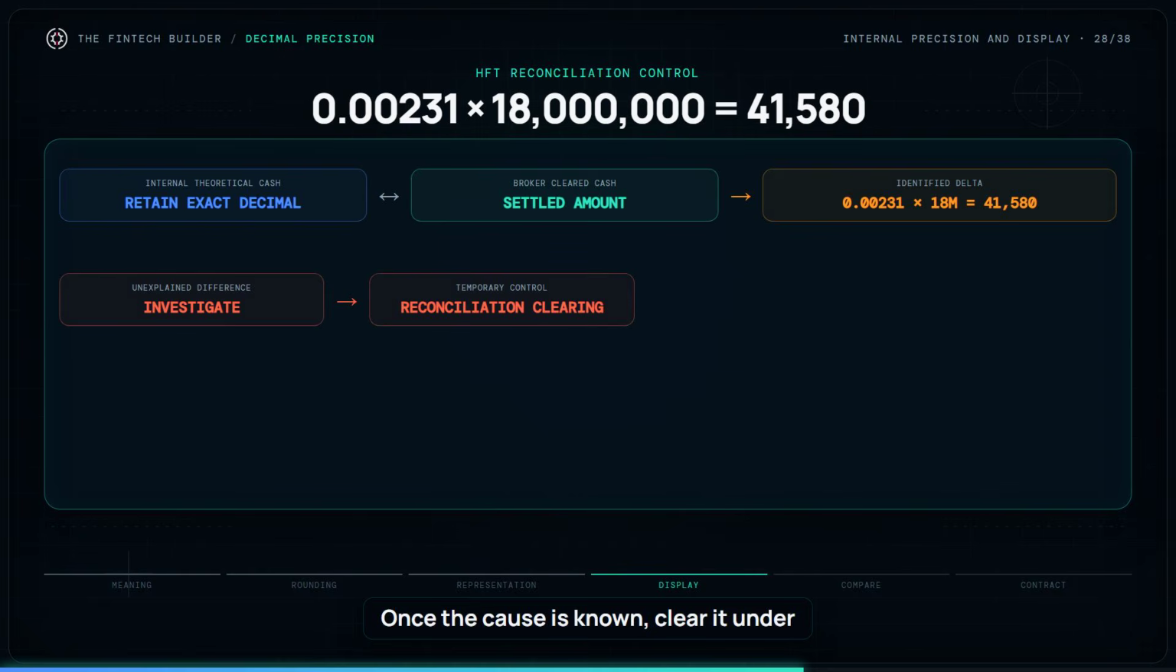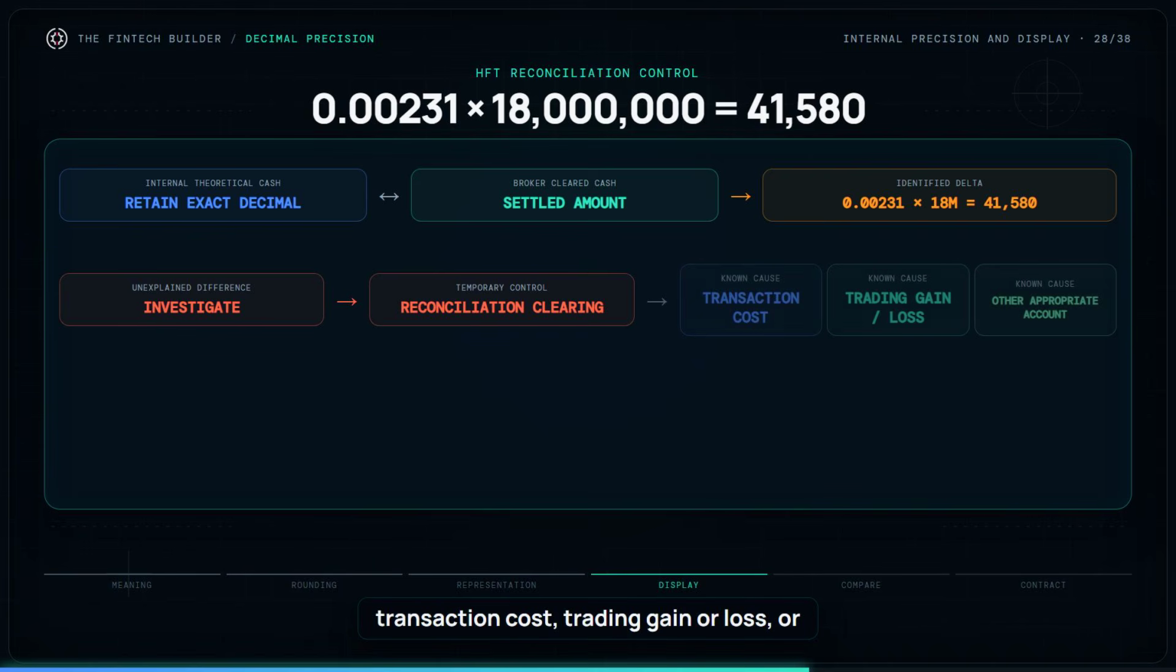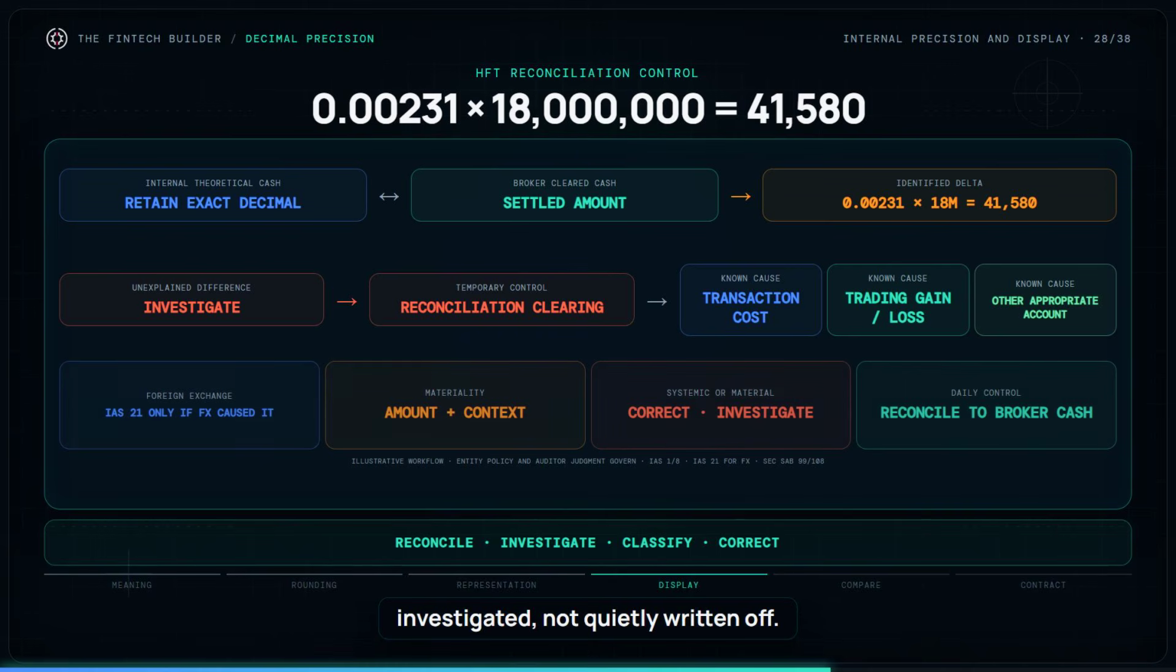Once the cause is known, clear it under the entity's documented policy. For example, transaction cost, trading gain or loss, or another appropriate operating account for a genuine settlement rounding amount. Use foreign exchange treatment only when currency translation caused the difference. A systematic or material discrepancy must be corrected and its control failure investigated, not quietly written off.